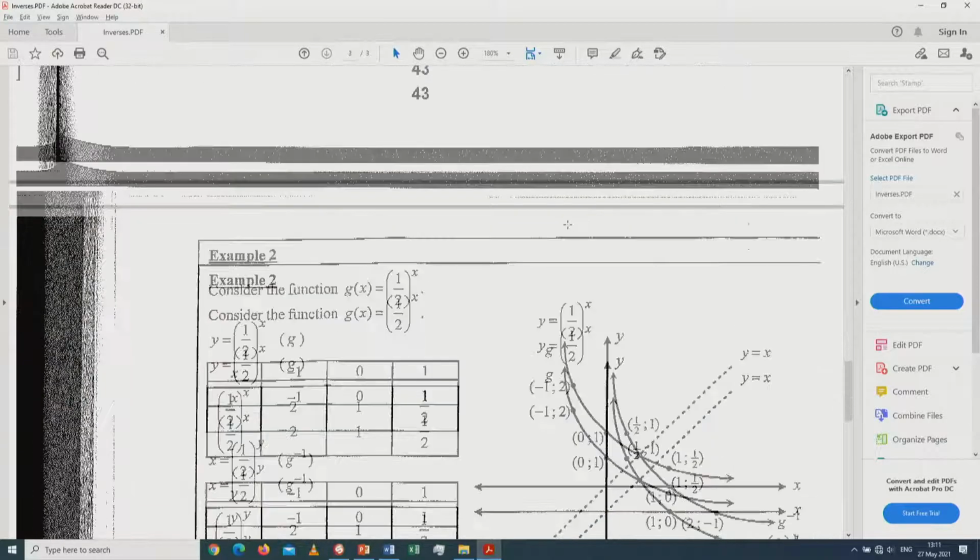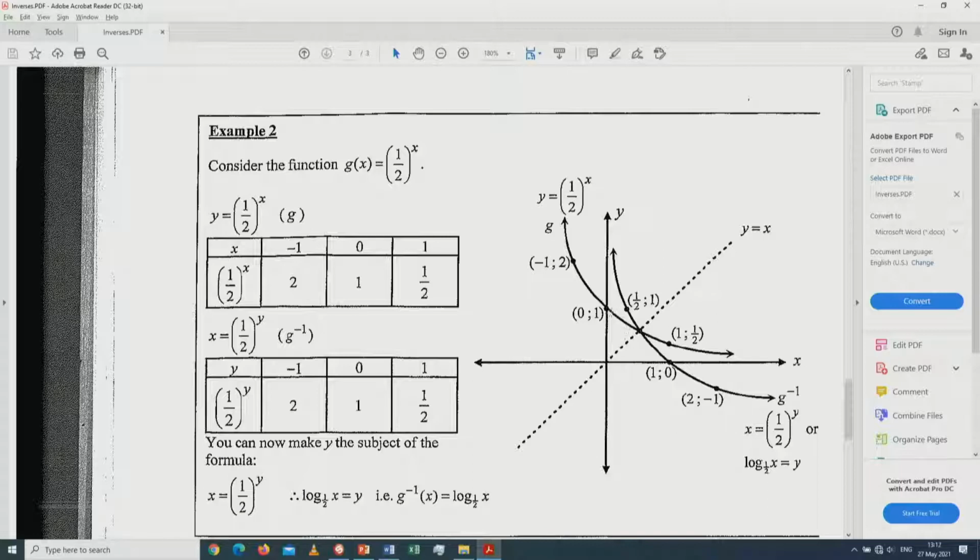Even with this one, the decreasing one, the y-intercept is 0, 1. X-intercept, 1, 0. See? Swapped. This is g, a decreasing function. The inverse, here is the inverse, also a decreasing function. What is the inverse? The reflection of the function g with respect to the line y is equal to x.